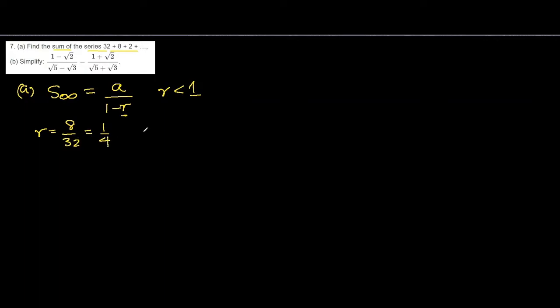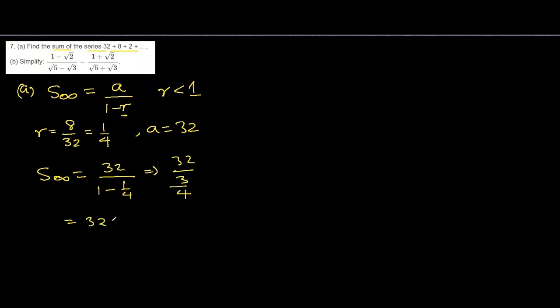And a we already know, a is the first term, 32. So just substitute that: the sum to infinity will be 32 over 1 minus 1/4, which is 32 divided by 3/4, or 32 multiplied by 4/3, and that comes out to be 128 over 3. Part B.